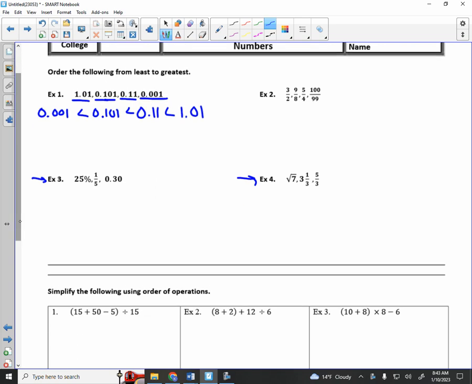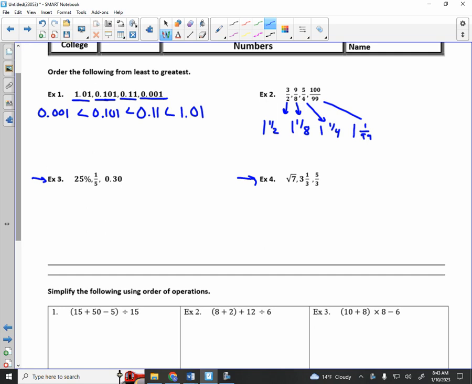Number 2 is a little bit different because as you look at this situation, these are all fractions, right? And it's kind of hard to compare which one's bigger than another. So one strategy is we can write it as a mixed number. And a mixed number has a number out front. So 3 halves is the same as 1 and 1/2, okay? And that might give me a little bit of an idea of how that compares to 9/8. 9/8 would be 1 and 1/8. And 5/4 would be 1 and 1/4. And 100 over 99 is 1 and 1 over 99.